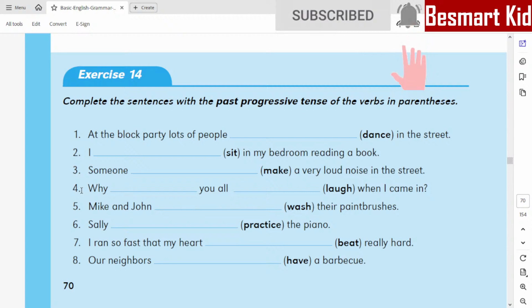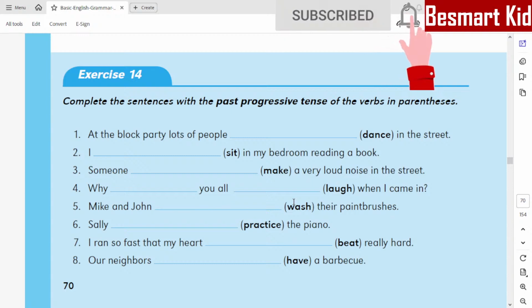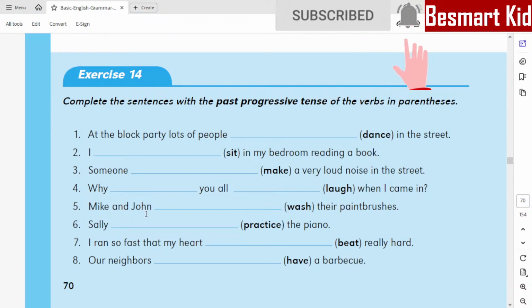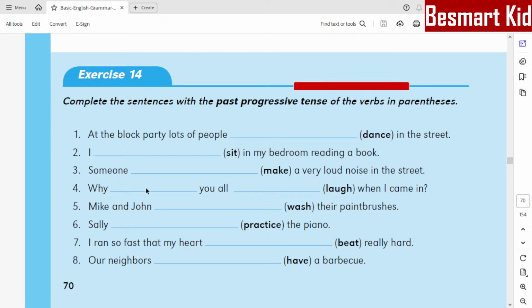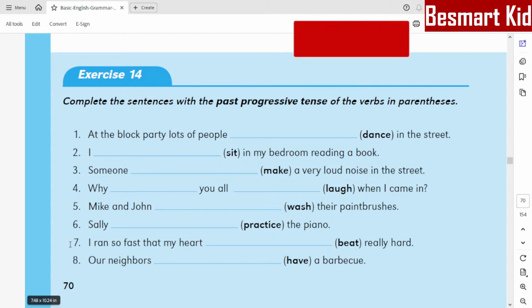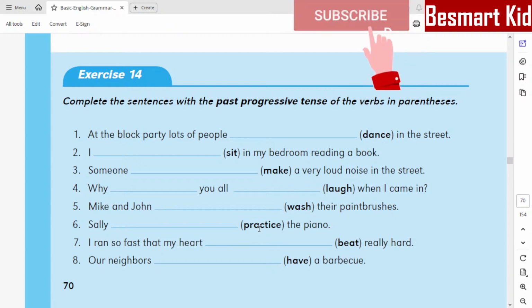Third, someone ___ a very loud noise in the street. Fourth, why ___ you all ___ when I came in? Fifth, Mike and John ___ their paint brushes. In brackets we have wash. Sixth, Sally ___ the piano. In brackets we have practice.